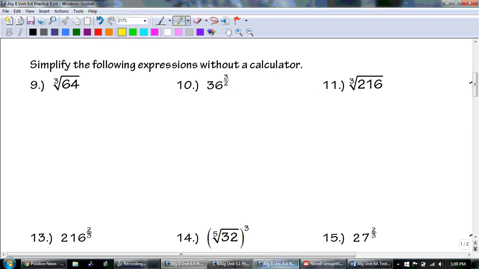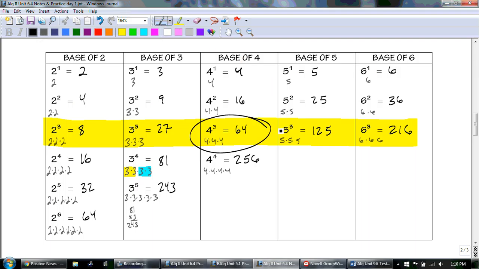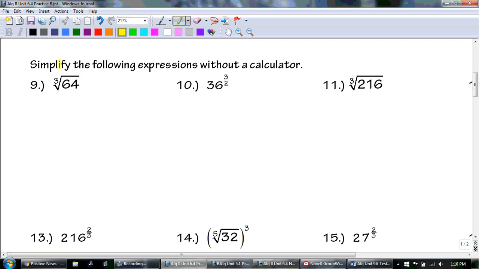So if I'm finding something to the cubed root, and I want it to equal 64, I just go straight across and I find the one that is 64 in it. So 64 to the third root, that is just 4.